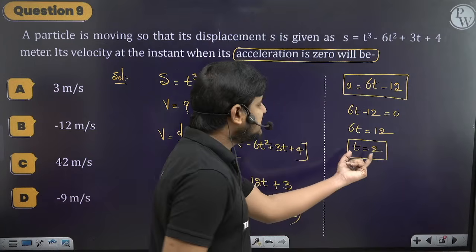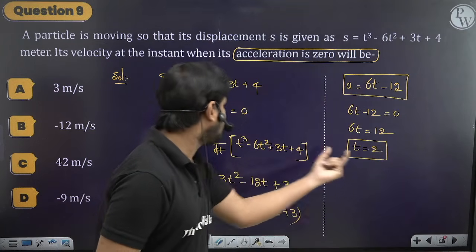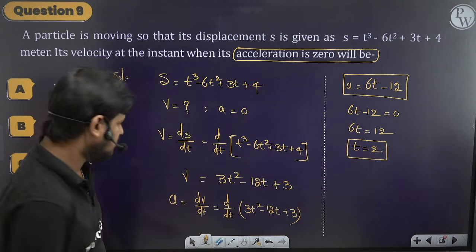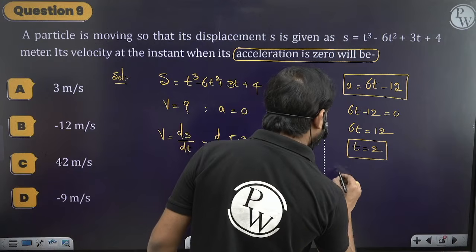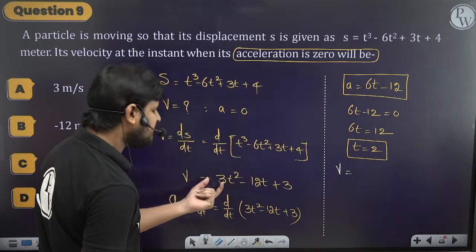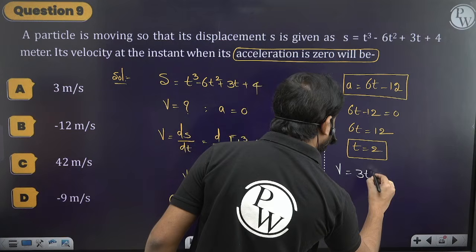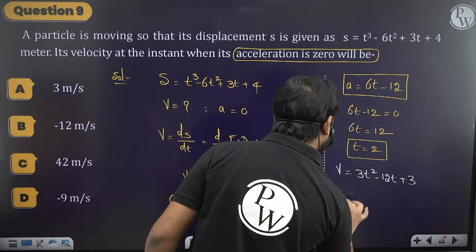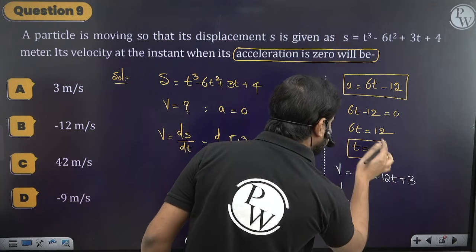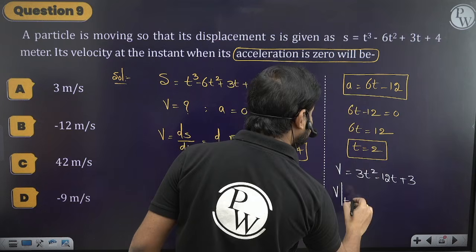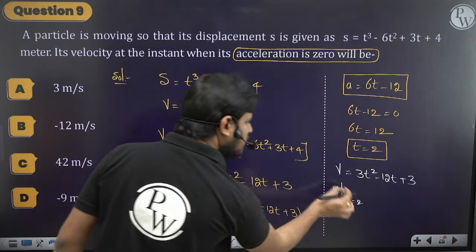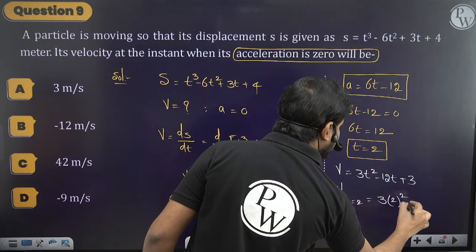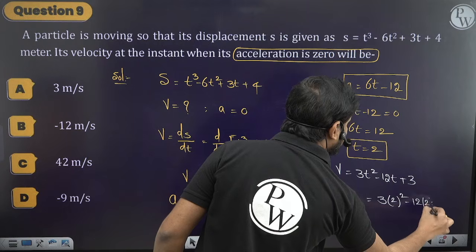Now at this time when acceleration is 0, what is the velocity? How do you find the velocity? We know the velocity function: 3t square minus 12t plus 3. Acceleration is becoming 0 at t equal to 2 seconds. At that time, what is the velocity? 3 into 2 whole square minus 12 into 2 plus 3.